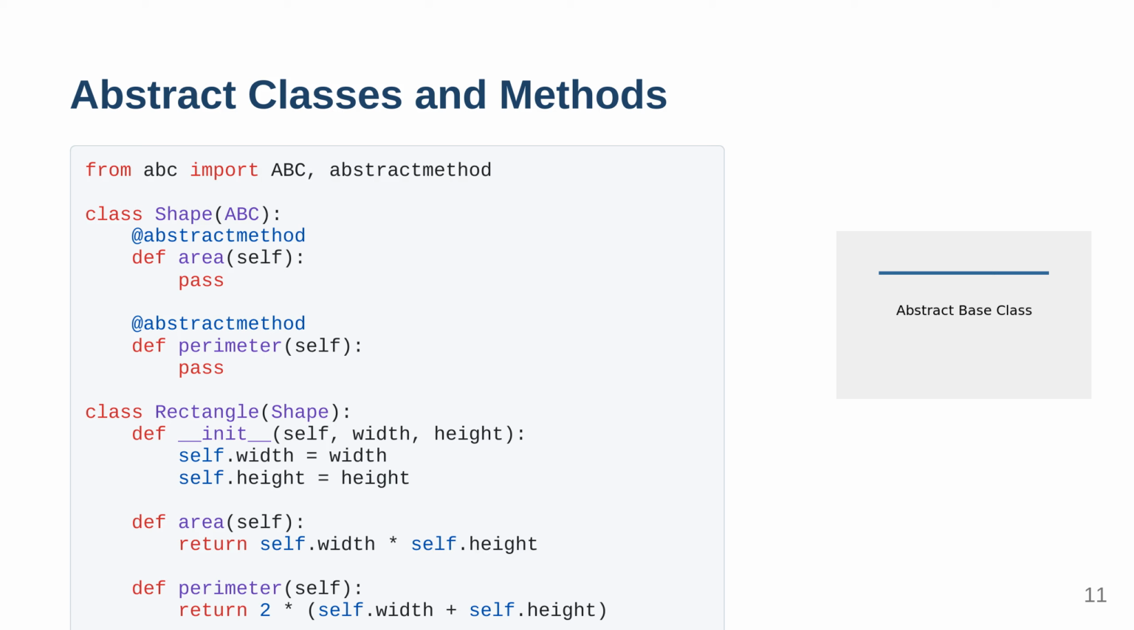Abstract base classes, ABC, define a common interface that derived classes must implement. Abstract methods must be implemented by any concrete, non-abstract, child class. This enforces a contract that all shapes must have area and perimeter calculations. ABCs are useful for ensuring consistent interfaces across related classes.